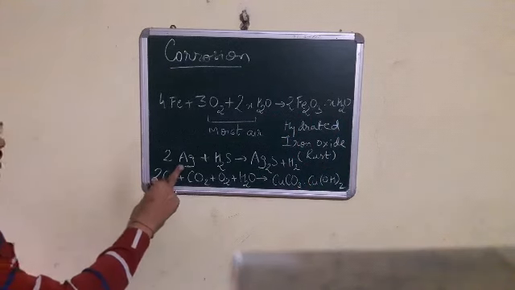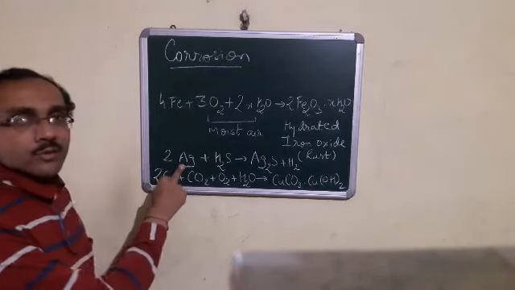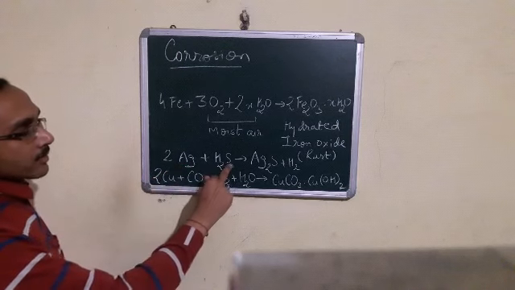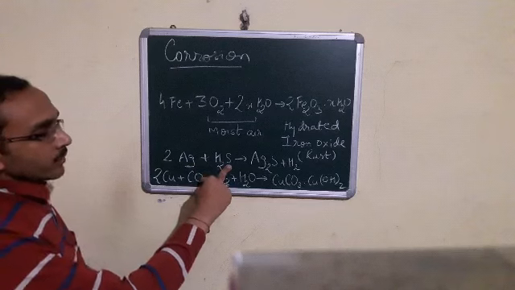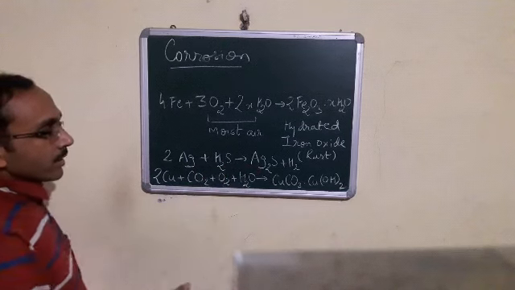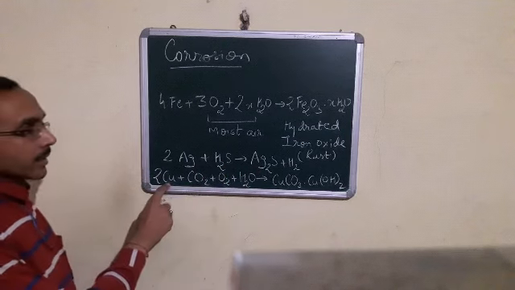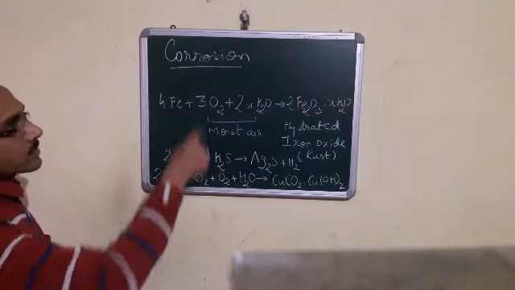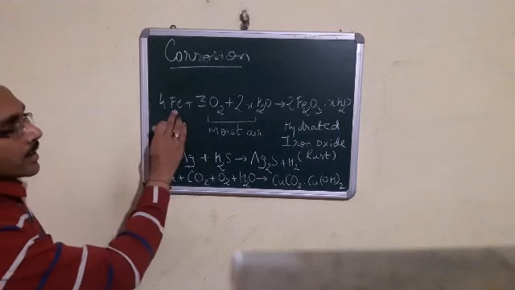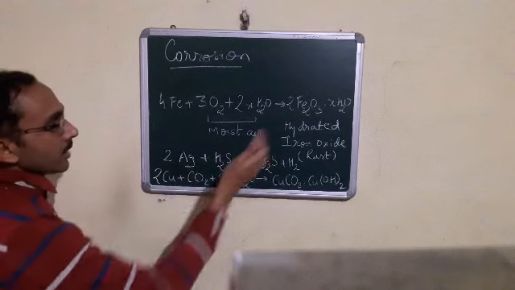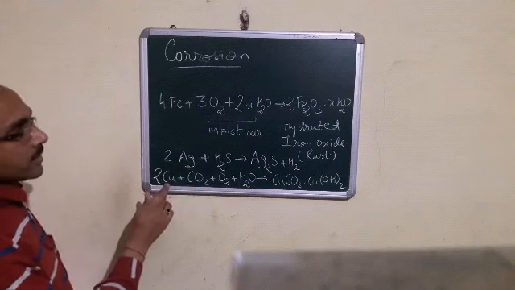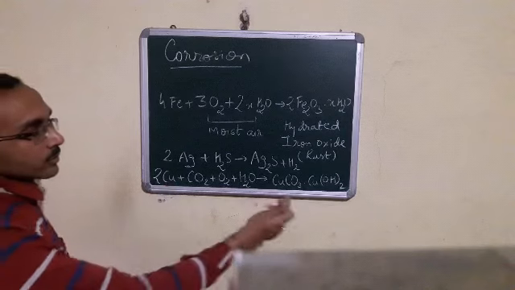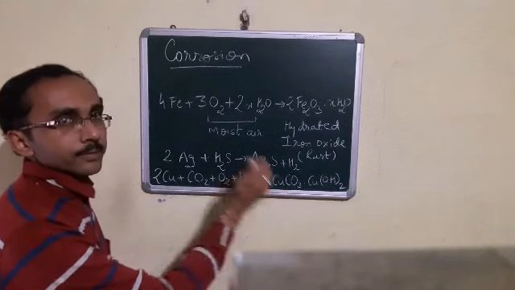Another, we have seen silver ornaments. When we are continuously wearing silver ornaments, after some time they become black. It is because it combines with hydrogen sulfide gas and forms a black colored silver sulfide. We have seen copper articles, they become green due to the formation of basic copper carbonate. So in that case, we all say that in case of iron, the corrosion of iron is called rusting. In case of silver and copper, we say that silver gets corroded due to the formation of silver sulfide and copper gets corroded due to the formation of basic copper carbonate.